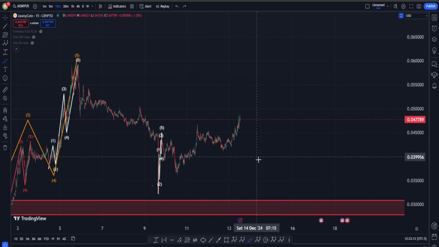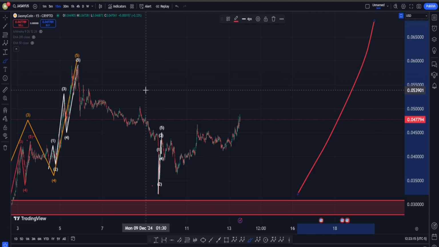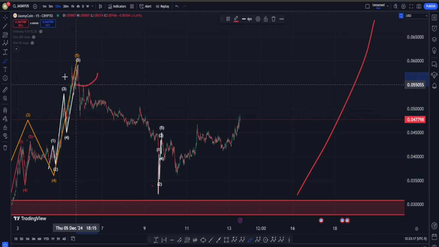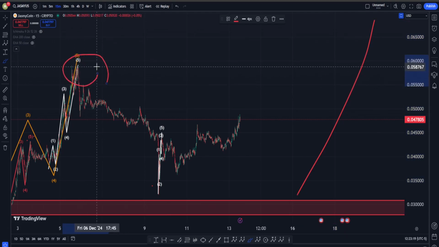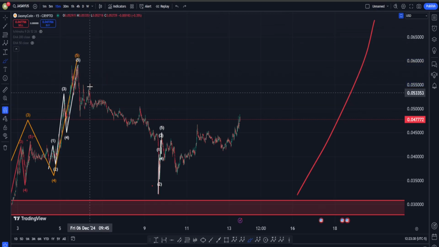And after it's over, we're going to get a continuation of our bull run in order to take at least the highest side in this region, around 6 cents for the first target. And I just don't believe that we are going to stop here. No, I think we might go quite a bit more higher than that. So I hope I explained everything well and you understood what is going on in Jasmy Coin's chart.